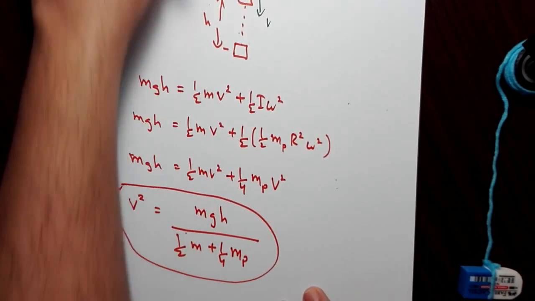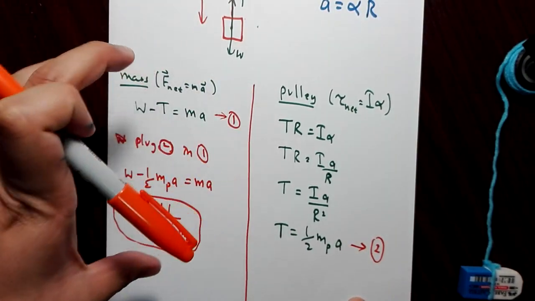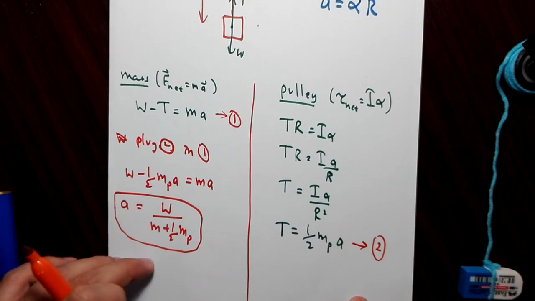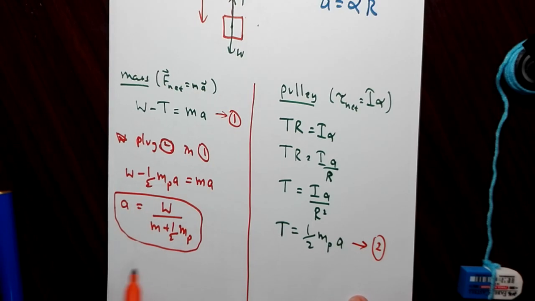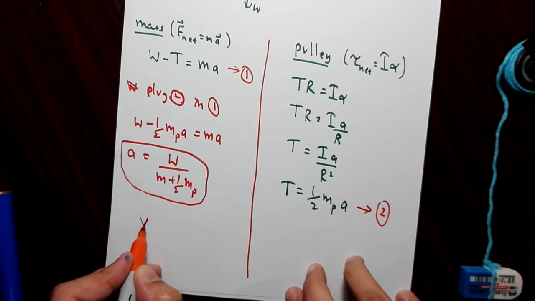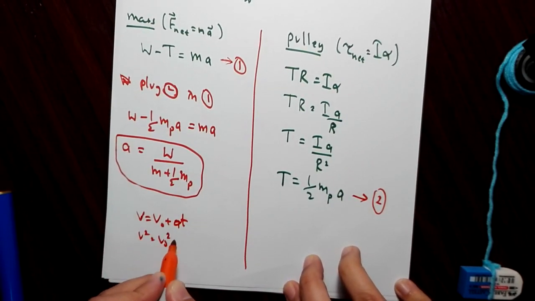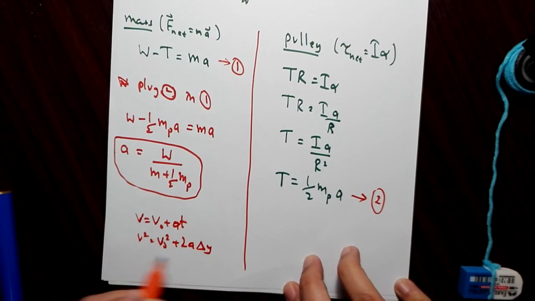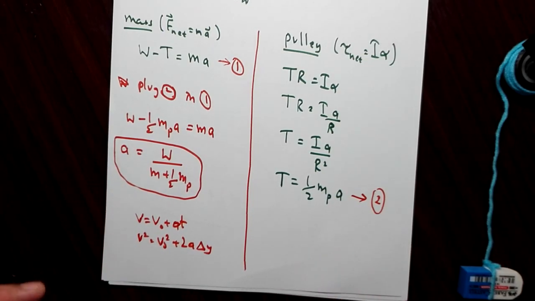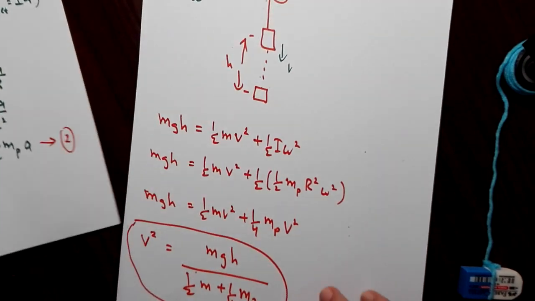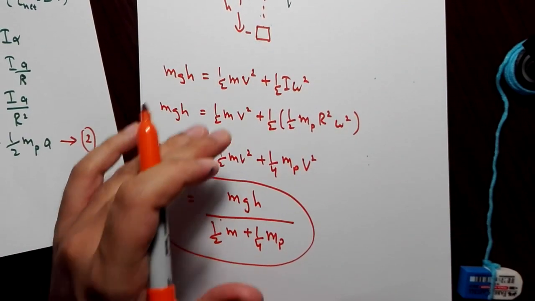So this is just a quick overview of how you can solve this system. Again, in summary, you can apply Newton's second law and find the acceleration, if you know these masses. Once you have the acceleration, you can use the equations v equals v naught plus at, and v squared equals v naught squared plus 2a delta y, to find the velocity of the system. And you can also apply conservation of energy. That's another method that you can use to solve for unknown variables in these types of questions.